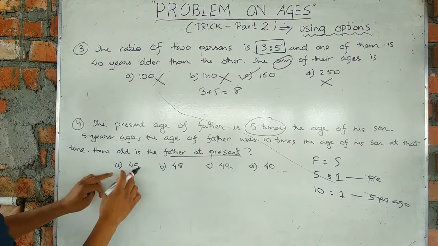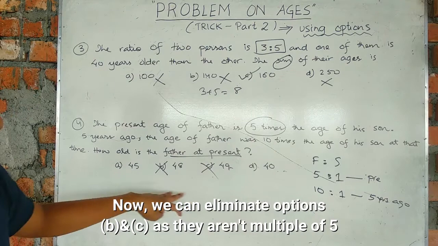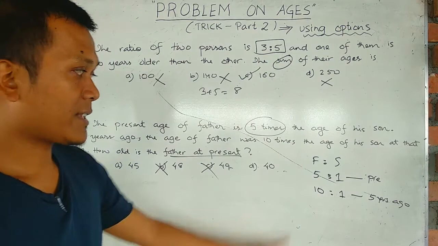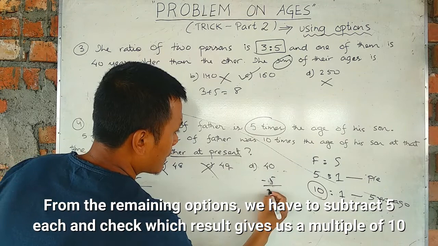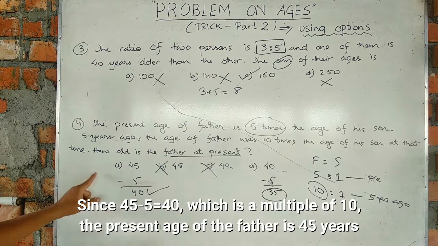Possible answer, present is a 5, a multiple of 5. And then check, 5 years ago, it should be a multiple of 10 also. And then 5 years ago, 40 minus 5, that is 35. So this is a multiple of 10. Then the final answer is, father is at present 45.